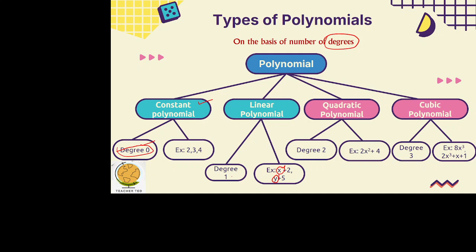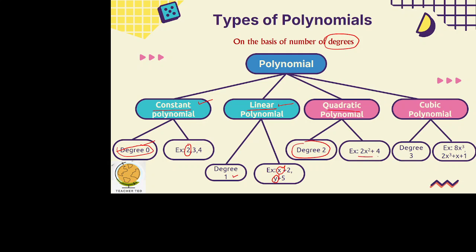Any polynomials having variables with degree 1 are called linear polynomials. So there is a constant polynomial. All the constant terms in the equation are called constant polynomials. Again, the next category is quadratic polynomial. As the name indicates, quadratic has degree 2.